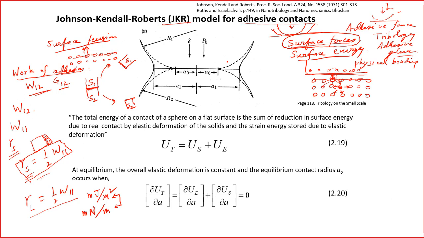So the total energy of a contact of a sphere on a flat surface is the sum of the reduction in surface energy due to real contact, and the strain energy stored due to elastic deformation of the solids. So if two surfaces are coming in contact, two things are happening. One is the surface energy is lowering because now they are making an interface. Initially they were separate. So when they come together, this interface is formed, and this is some change in the surface energy.